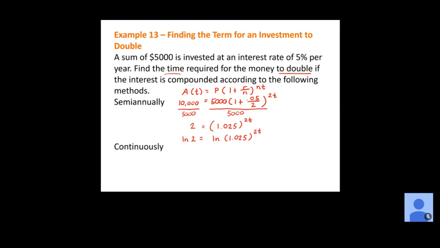Okay, so not exponential form, right? Because we only want to go to exponential form if we have a single logarithm. We took the natural log on both sides in order to do what? Why did we have to do that? Bring out the 2t, right? So we want to take the exponent now, we want to bring it out front. So I'm going to have natural log of 2 equals 2t times the natural log of 1.025.